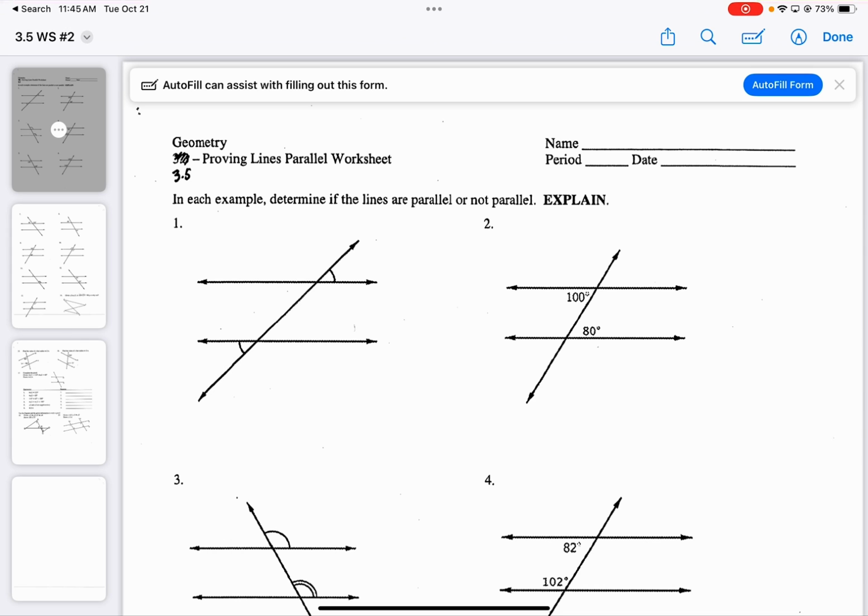What number is that? 3? Are alternate interior angles congruent? They should be if the lines are parallel. Well, these are right. Yes, they are.